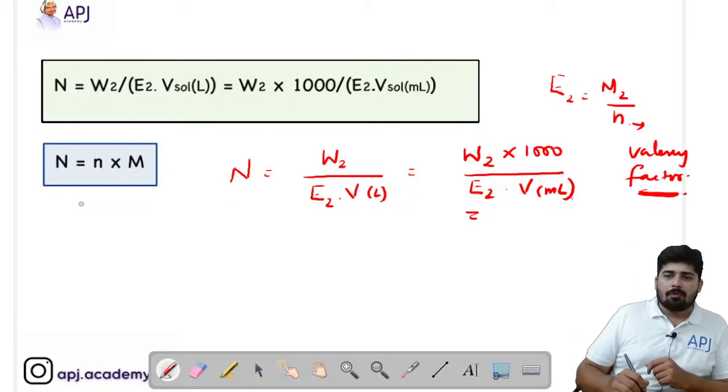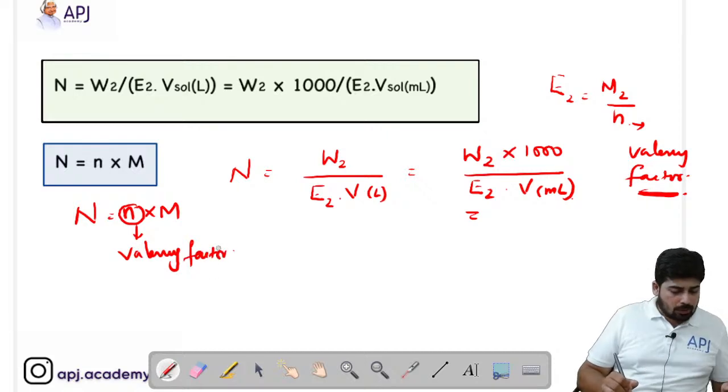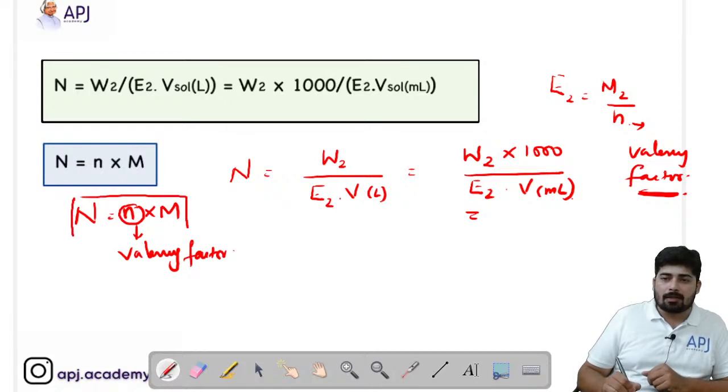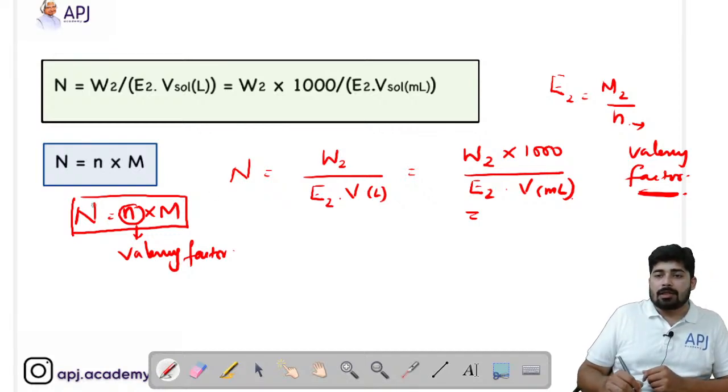So now we can say that normality is equal to n into molarity. What does n mean? It means valency factor. So this is a very important equation, that normality is equal to valency factor into molarity. Okay students, this one you have to learn by heart.